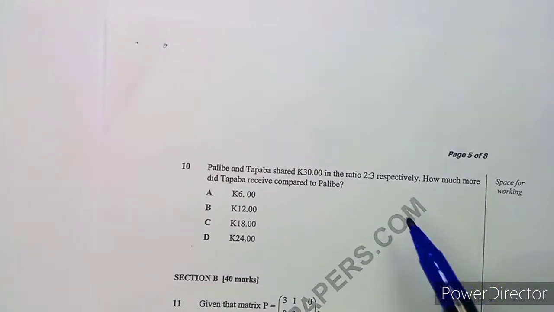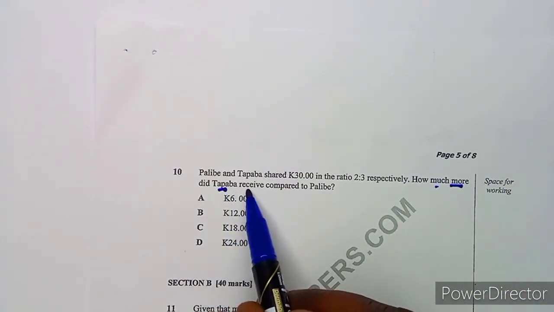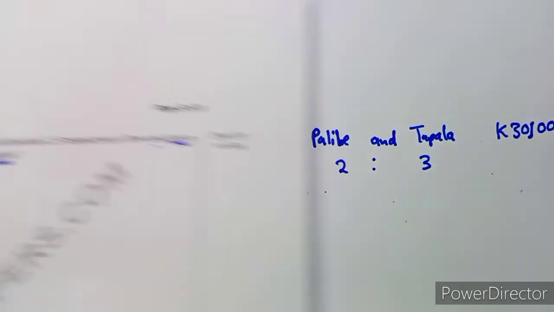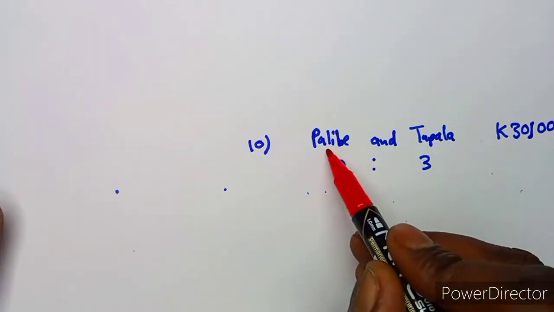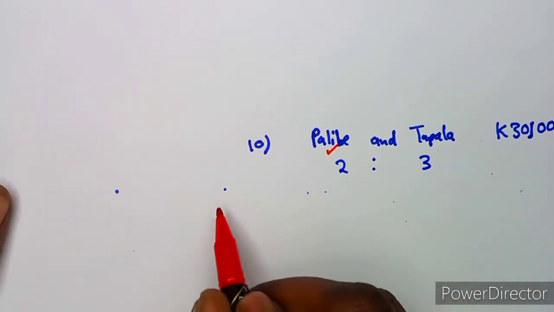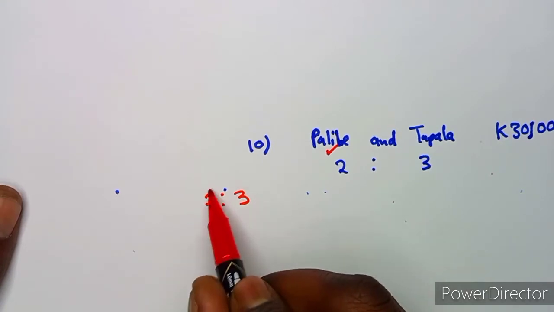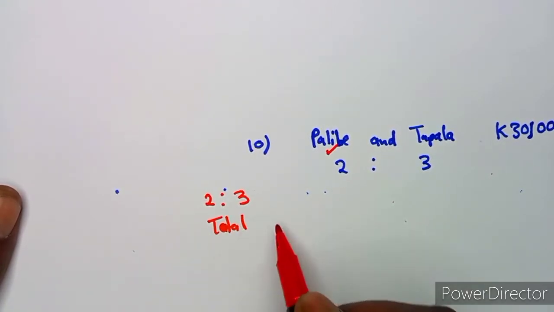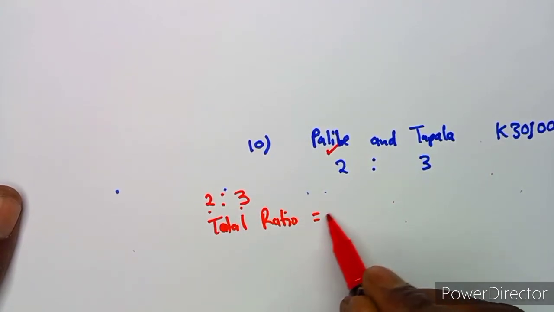Okay, then the question is, how much more did Tapala receive compared to Paliwe? How much more did he receive? So how do I know that he's going to receive a certain amount of money? Let us just calculate the amount for each. According to our ratio, we have 2:3, and for the total ratio we simply add 2 plus 3, which is 5.